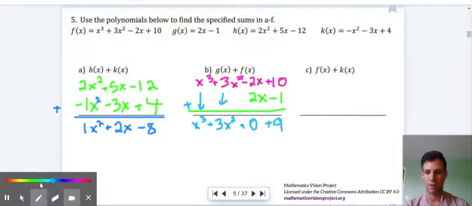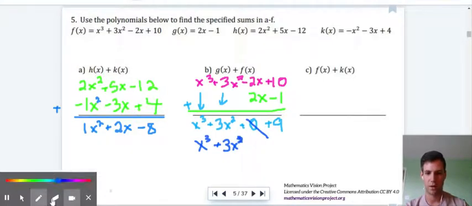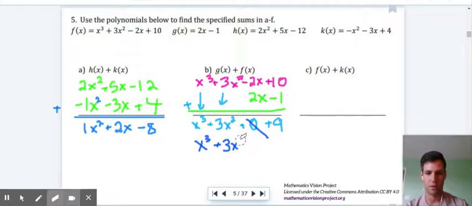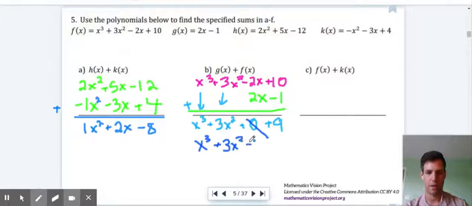And if I were to rewrite this one more time right underneath it, well, I have my x cubed, and this 0 would just go away. So my actual answer for part B would end up being equal to x cubed plus 3x squared plus 9.